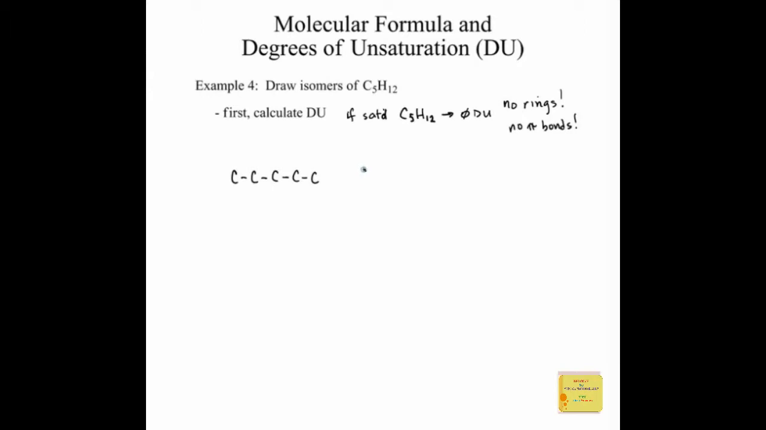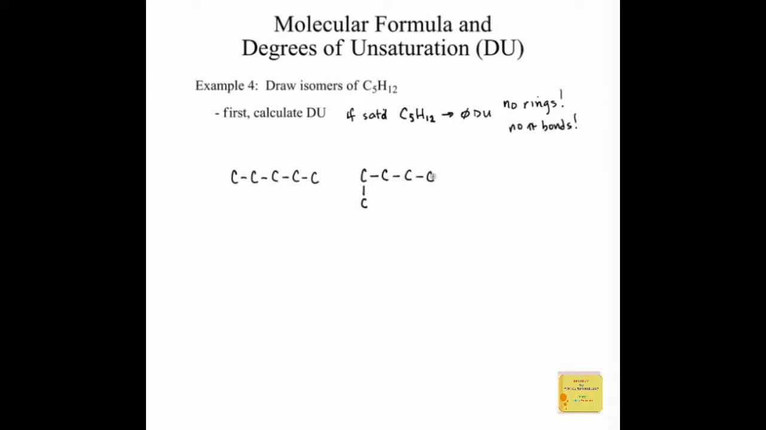Now a systematic way of approaching the problem would be to say, okay, well, how about having a 4-carbon chain and then taking that one extra carbon and attaching it somewhere on that chain. So what if I attached it to this first carbon? What do you think about that? Does that look like a new isomer of C5H12? Well, no, because this is really the same structure I've drawn.